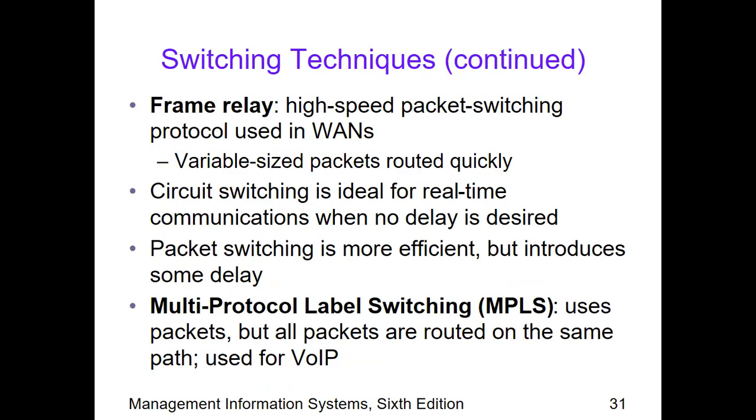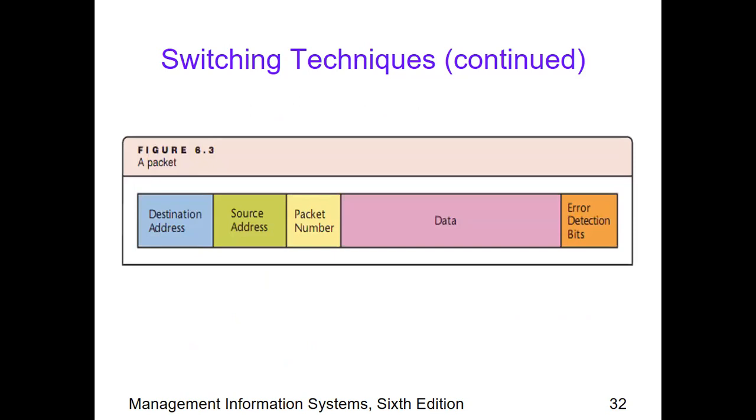Another one would be frame relay, basically the relay, or transfer, of information. This is a high-speed packet switching protocol, meaning rules about technology used in wide area networks. Variable-size packets are routed quickly, so if they're of different sizes, we can still do the routing. Circuit switching is ideal for real-time communications when no delay is desired, but packet switching is more efficient though it introduces some delay. That's why we have multi-protocol label switching, which uses packets, but all packets are routed on the same path, used for VoIP, or voice over internet protocol. And these are our switching techniques. A packet contains information: destination address, source address, packet number, data, and error detection bits.